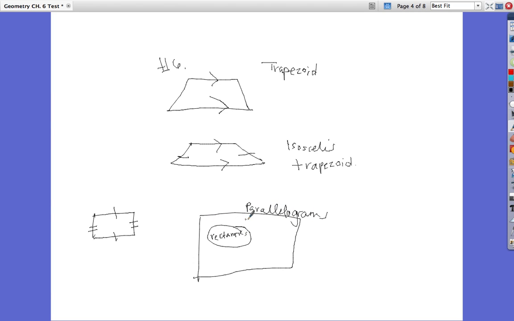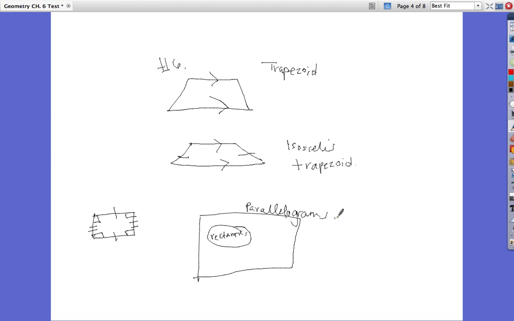But not every parallelogram is a rectangle. Rectangles must have 90-degree angles. Not all parallelograms have 90-degree angles. So not every parallelogram is a rectangle. And that answered number 8. Every parallelogram is a rectangle? False. Not every parallelogram is a rectangle.